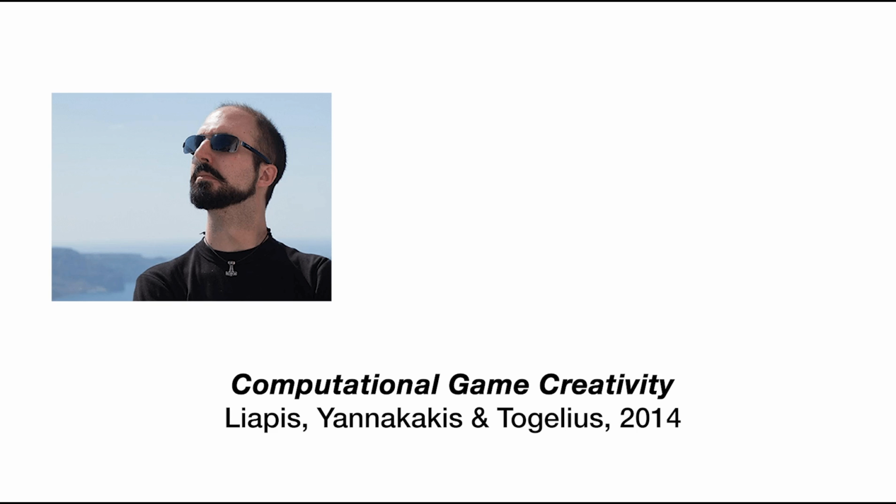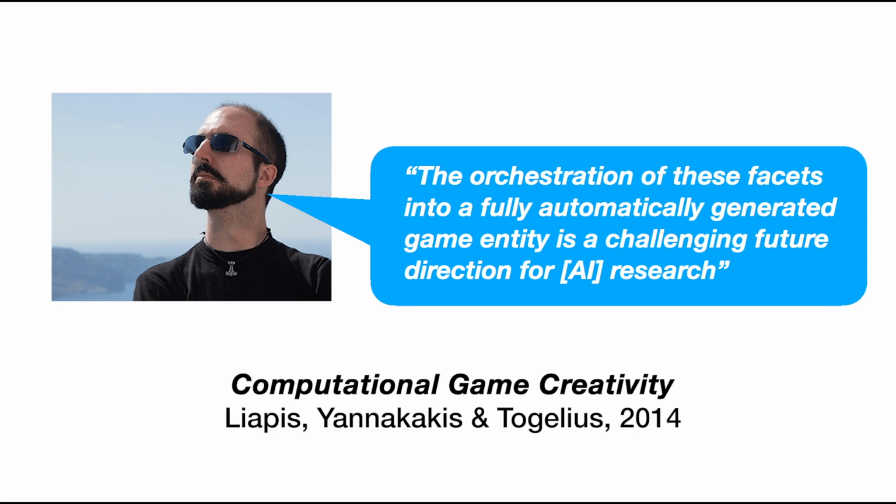In 2014, Antonios Liapis, Georgios Yannakakis, and Julian Togelius published a paper titled Computational Game Creativity, in which they described automated game design as a process of orchestrating different types of content generation. So in other words, solving not just a procedural generation problem, but solving a procedural generation problem while making sure you are working together with the rest of the game's design.